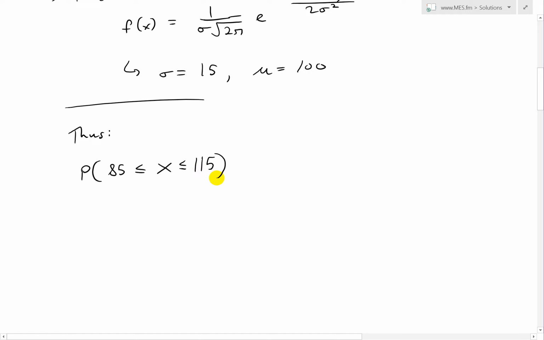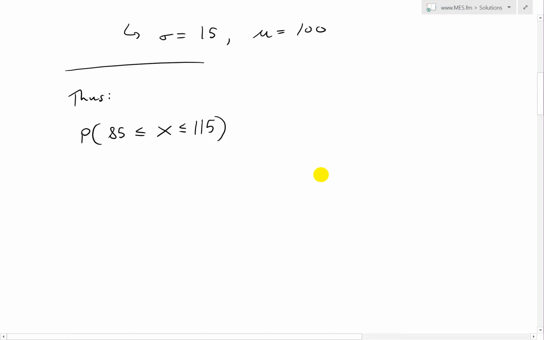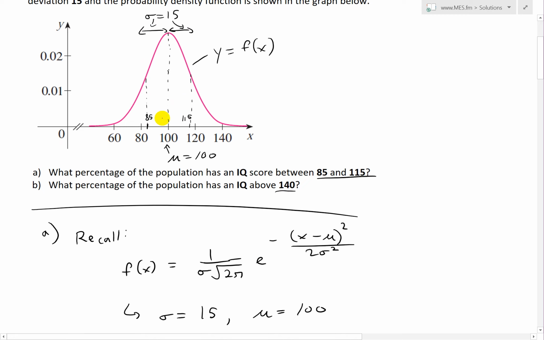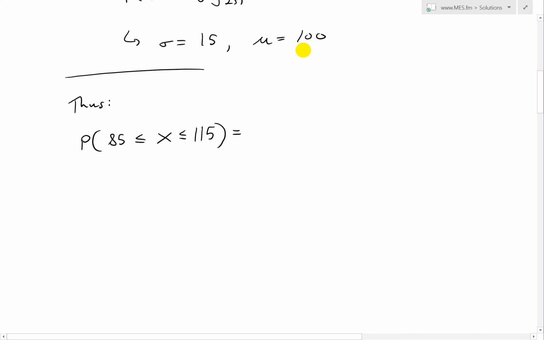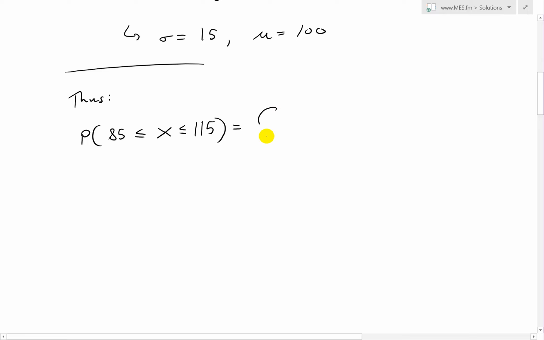Between 85 and 115, like I explained in my earlier videos, this is basically the area underneath this curve. Again, this is one standard deviation from the mean. So we're looking at this area across for part A. I'll write that down: part A is the area across this. That's just going to be equal to, like I explained in my earlier video, the integral of the probability density function.